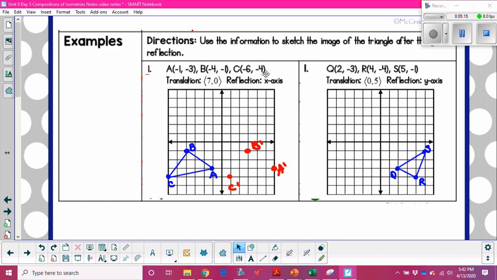Okay, I'm just going to connect these dots. Make sure you connect yours too. Okay, so now we've done the translation, but to complete our glide reflection, we now have to reflect it.